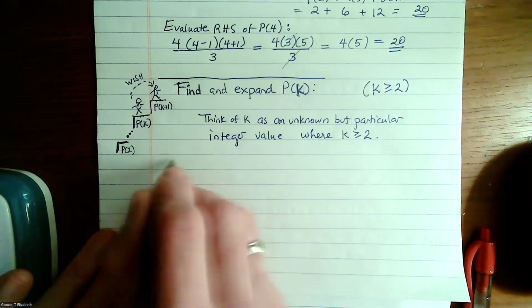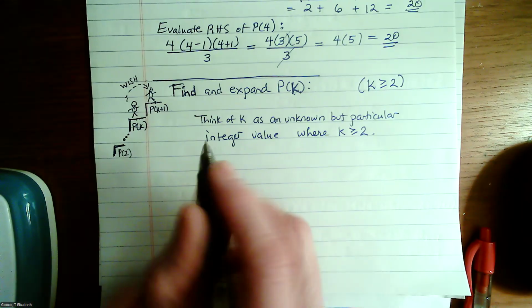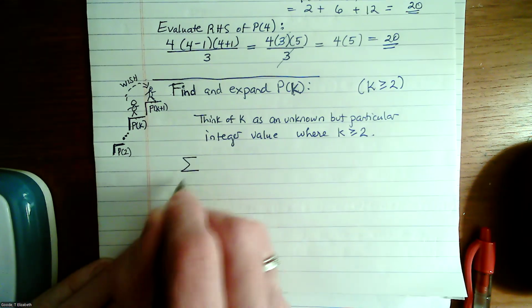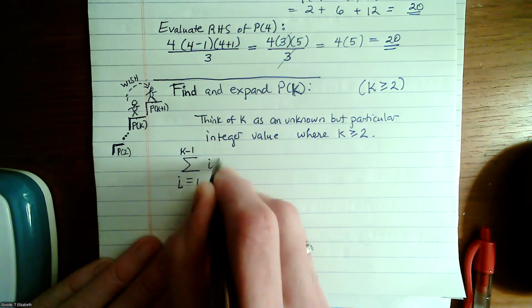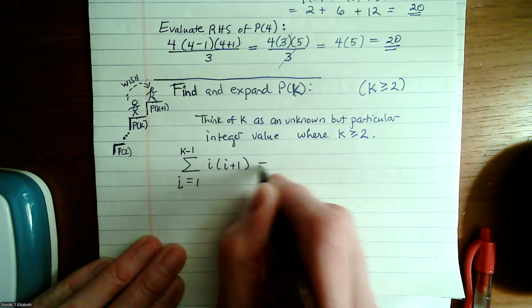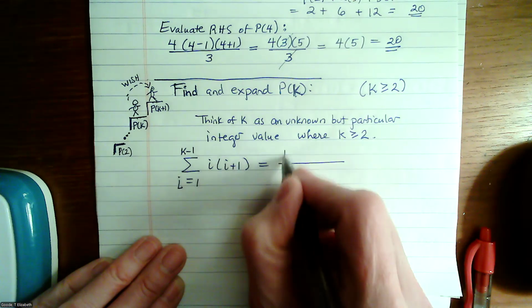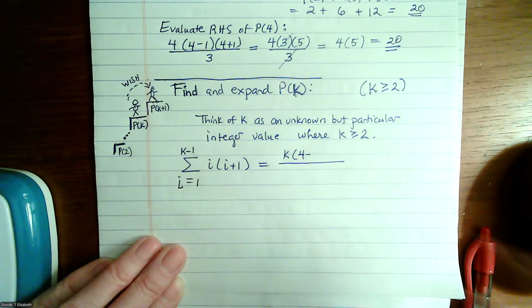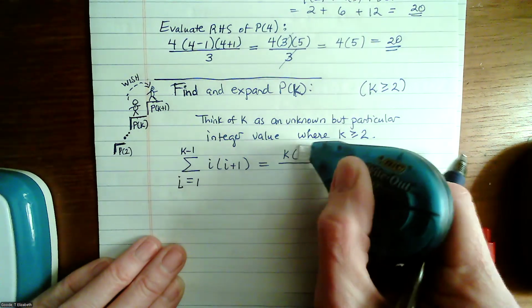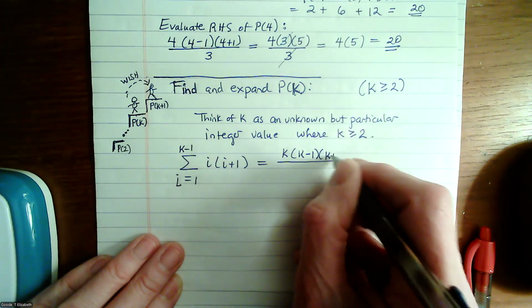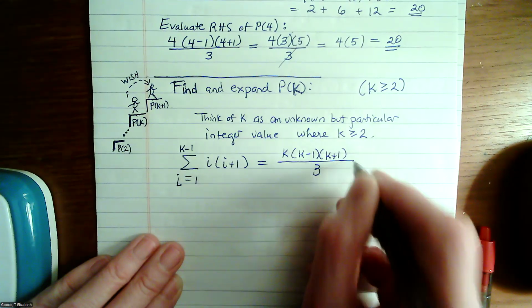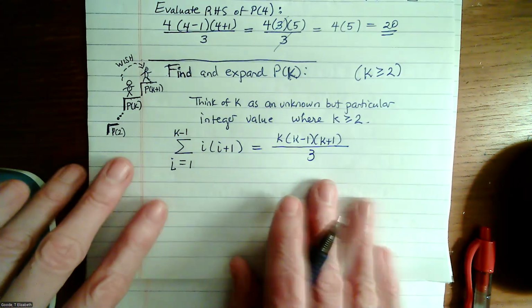Right. So P of K would be the sum from I equals 1 to K minus 1 of this same expression, I times I plus 1. And the claim is, of course, that it equals K times K minus, oops, I'm looking at the P of 4 to read it, K minus 1 times K plus 1 over 3. That is what we would assume.